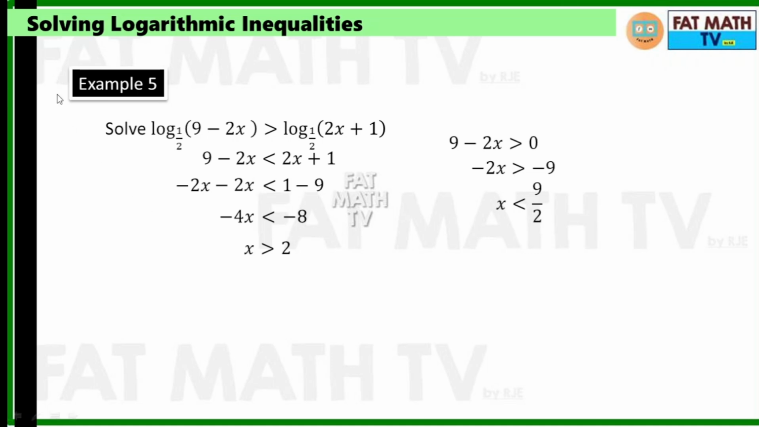As what you can see here, we divided by negative 2. So the greater than symbol will be less than. And then 2x plus 1 should be greater than 0. So 2x is greater than negative 1. Divide both sides by positive 2. x is greater than negative 1/2.